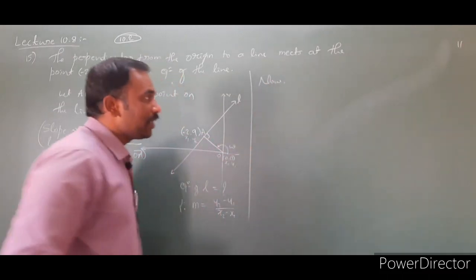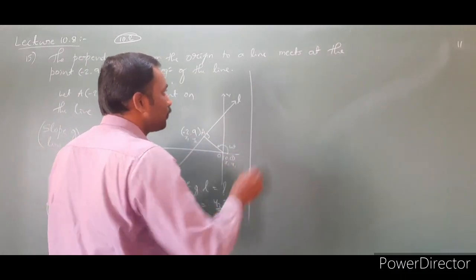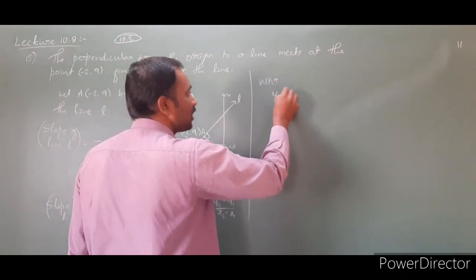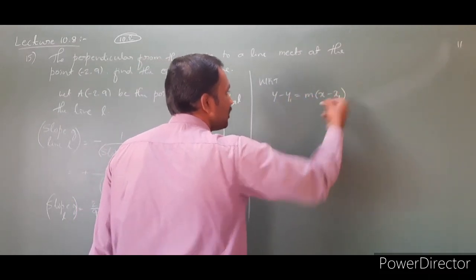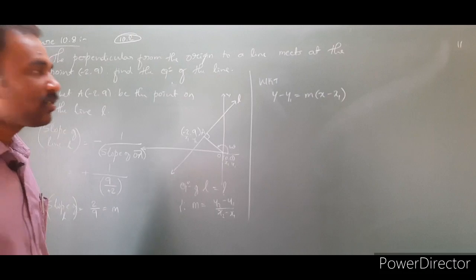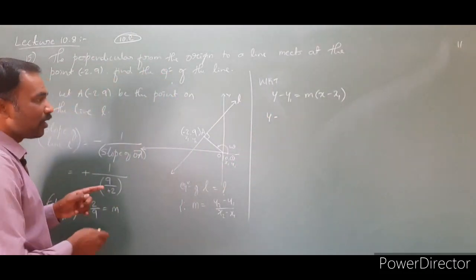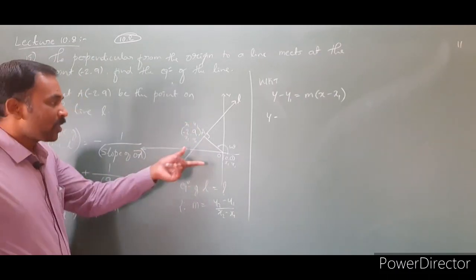We know the slope-point formula. What is the slope-point formula? We know that y minus y1 is equal to m into x minus x1. Here, x1 comma y1 is a point on the line.